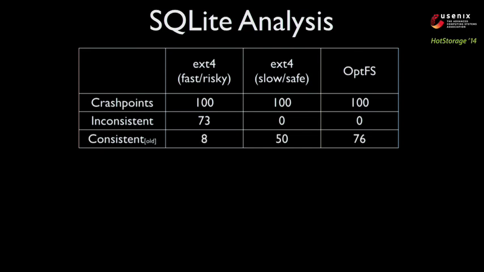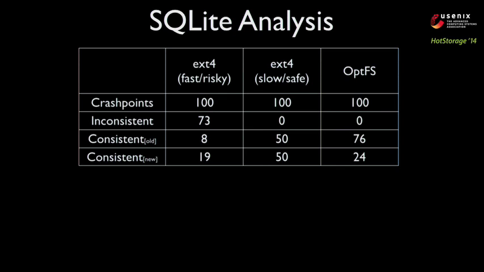How many times was the file system left in a consistent but pretty old state, like the state before you started doing the table updates? And you can see here the difference between OptiFS and ext4 in slow and safe mode is that OptiFS, more than any other file system, leaves you in the old state because it really runs far ahead. It lets a bunch of stuff happen, but it doesn't commit everything all at once. And therefore, when you crash at a given point in time, you're more likely to go back to an old but consistent state. That's the trade-off we're making. And then you can see sometimes we're left in the new consistent state.